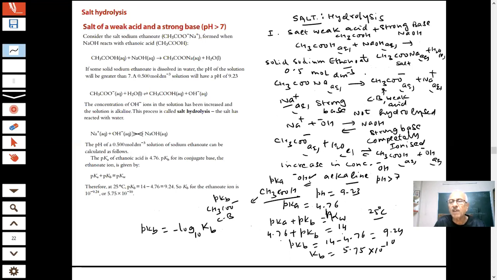So one thing we have been able to find: if you have a salt of a weak acid and a strong base, on hydrolysis the solution will be acidic, alkaline or neutral. That question is there in the paper. If you hydrolyze a salt of a weak acid and strong base, will the solution be acidic, alkaline or neutral? Answer the question.